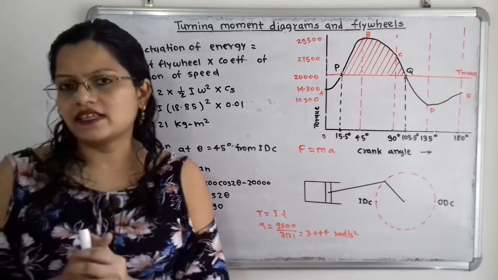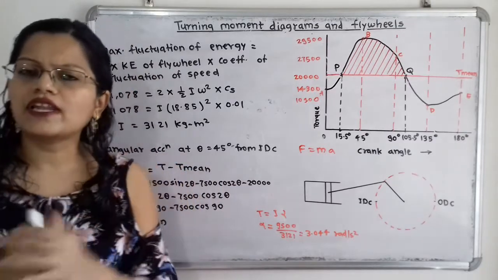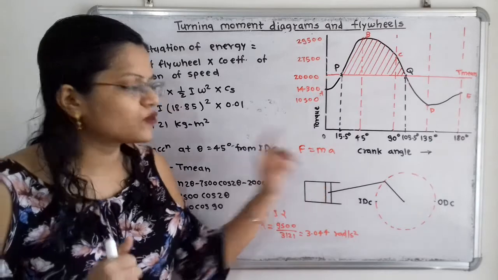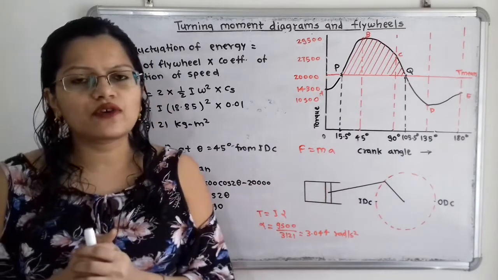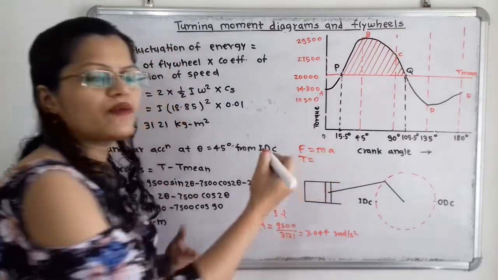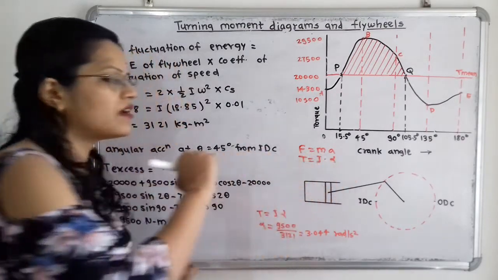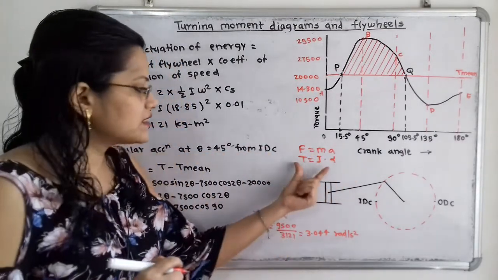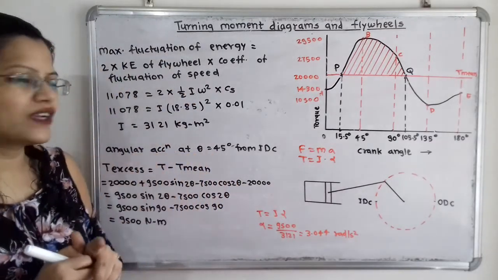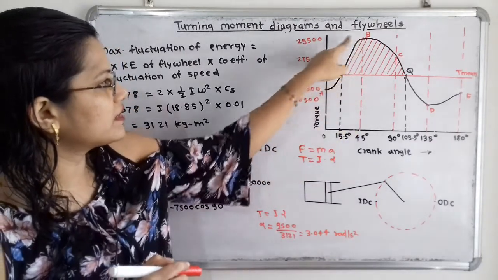Now for angular acceleration, for this rotational motion we have to find out the acceleration. For linear motion we have one formula, force is equal to ma, that is mass into acceleration. In case of rotational motion we have to take torque T is equal to, instead of mass, the mass moment of inertia I multiplied by alpha, the angular acceleration. So this is the equation. Here the particular angle 45 degree is given. Now at 45 degree, here is the torque T.